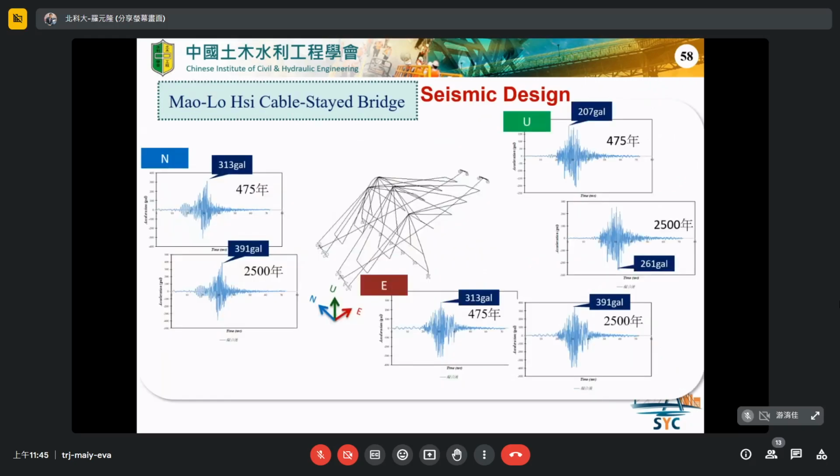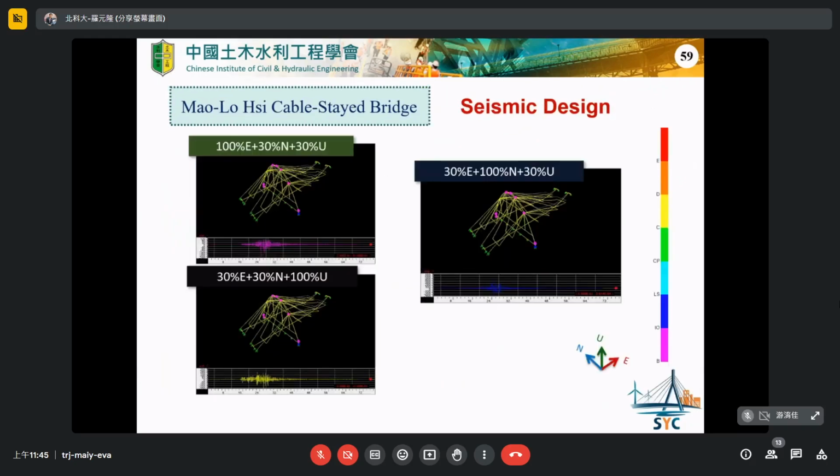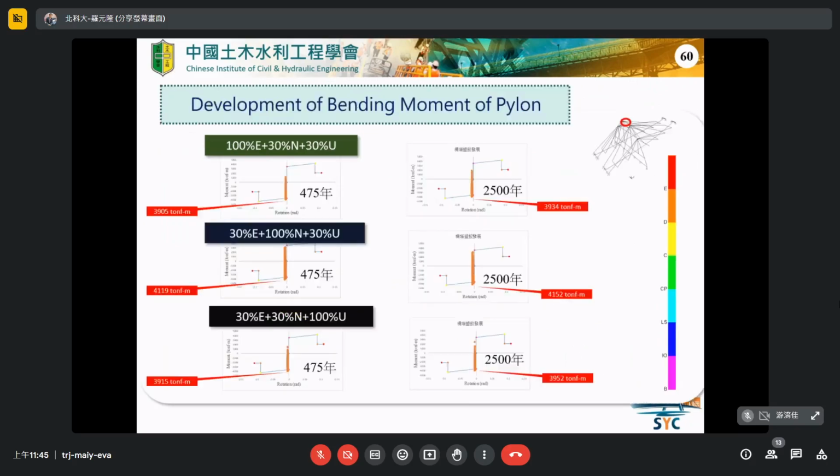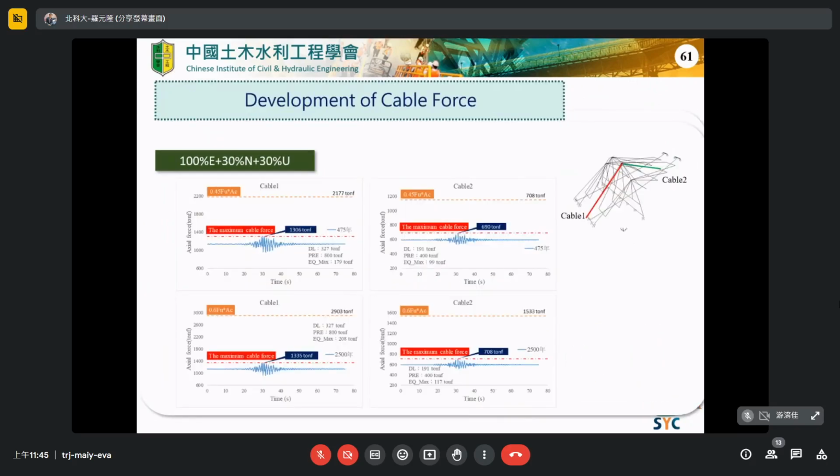So we have to consider the seismic analysis. As you can see now, we use the time history analysis to check the performance. We check the stress of the pylon and the cable force to see if they exceed the standard value.